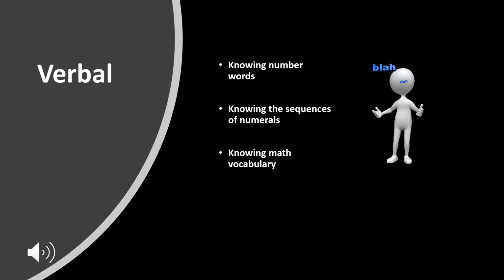The first aspect of a number is verbal. This involves verbalizing number words, knowing the sequences of the numerals, and finally, knowing math vocabulary, such as one more, put together, or take apart.